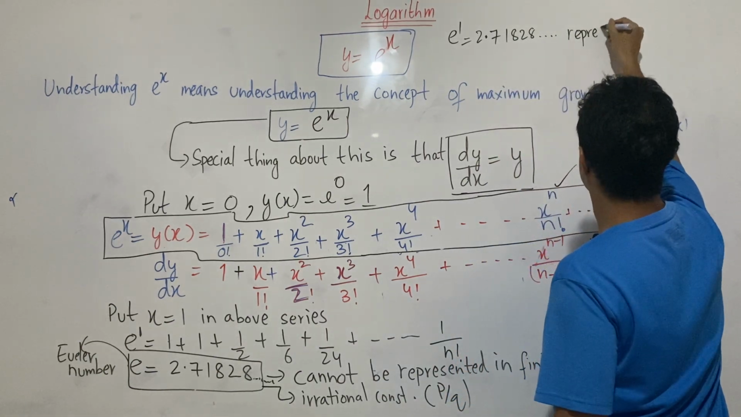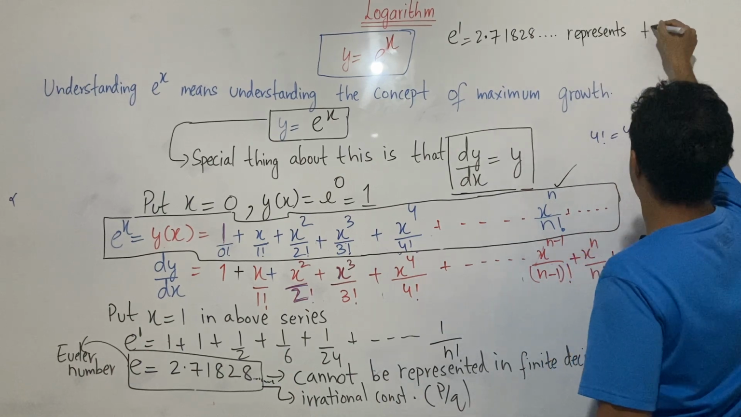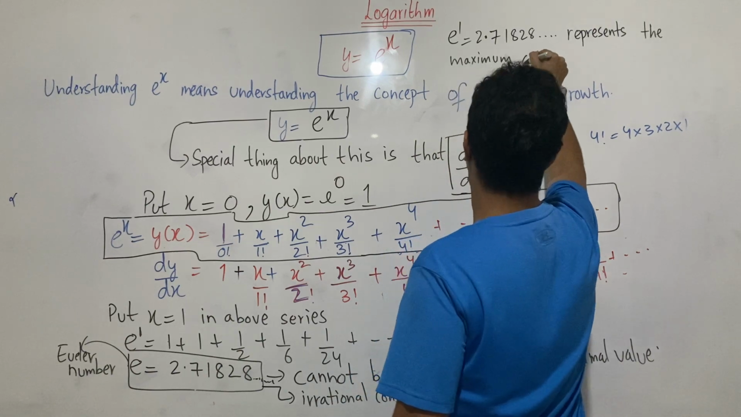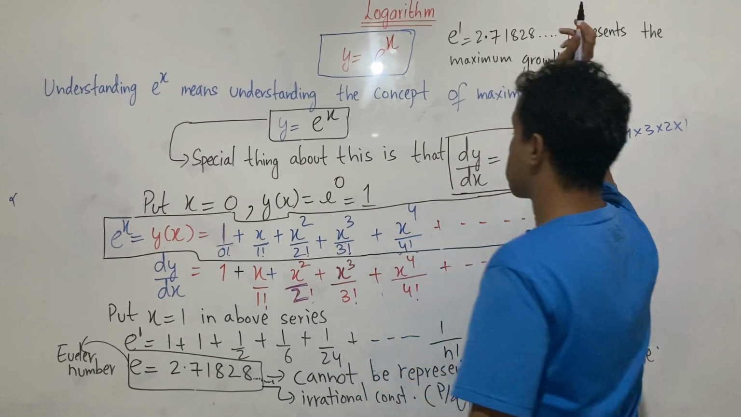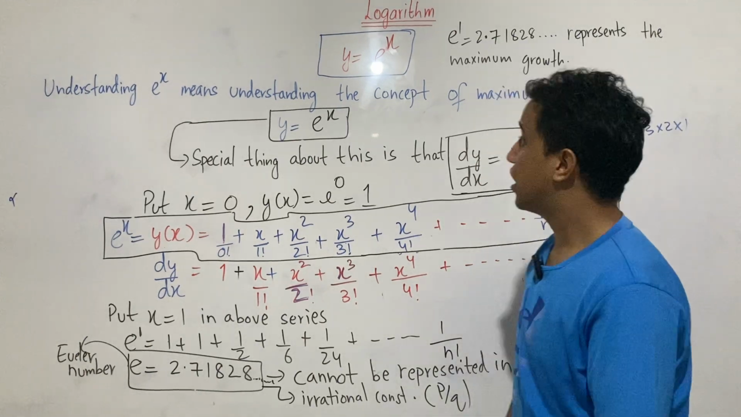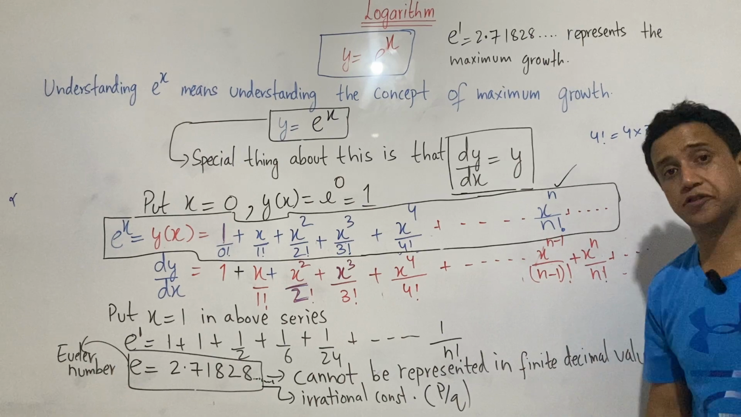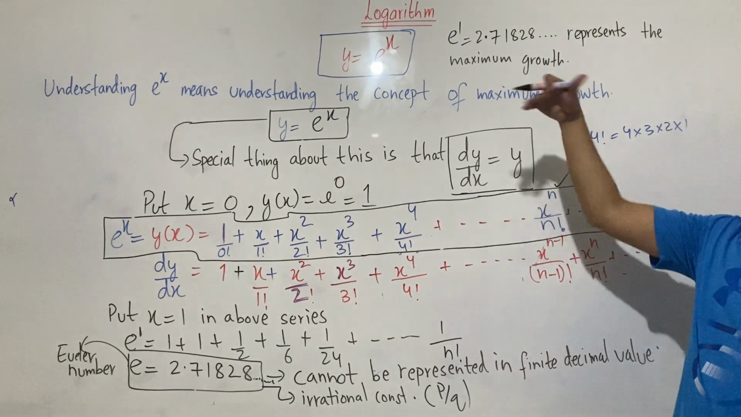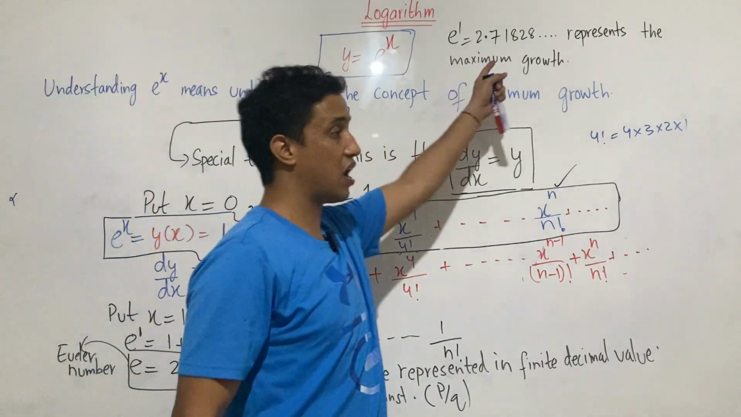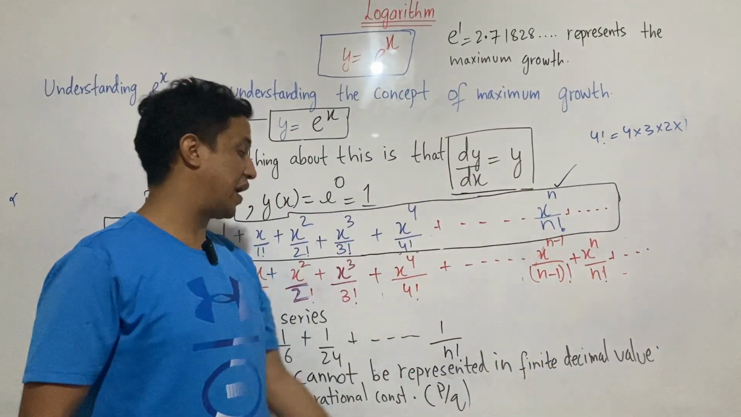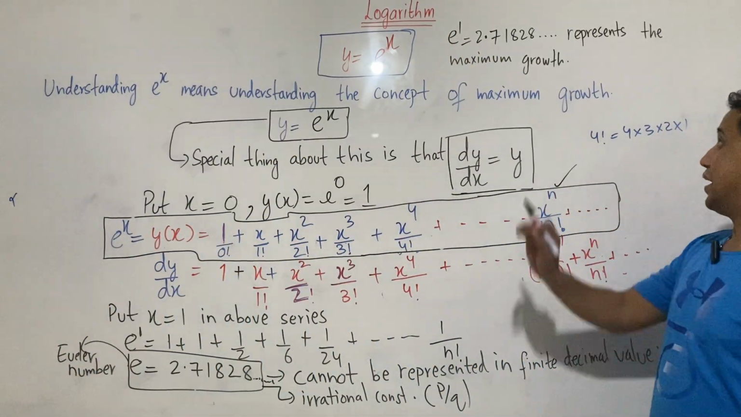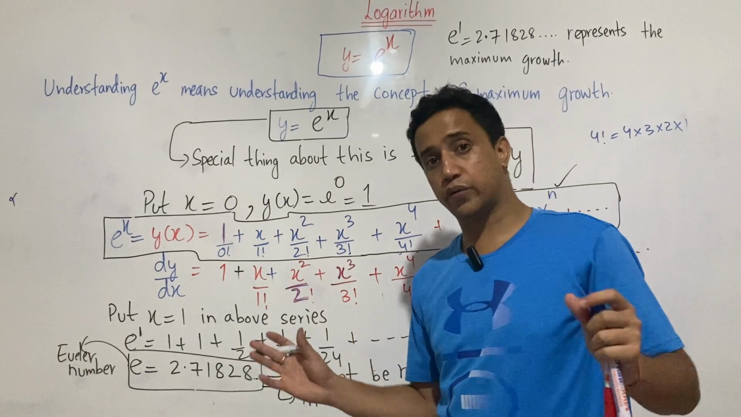represents the maximum growth. You cannot have growth more than this. So you will see it later why that is. But for now, just put this in your mind: this number, Euler's number, is very important. It represents maximum growth.